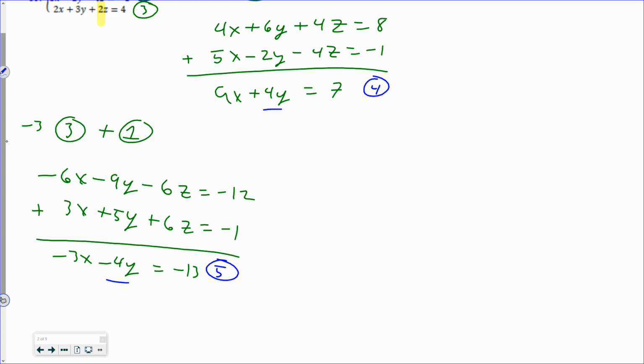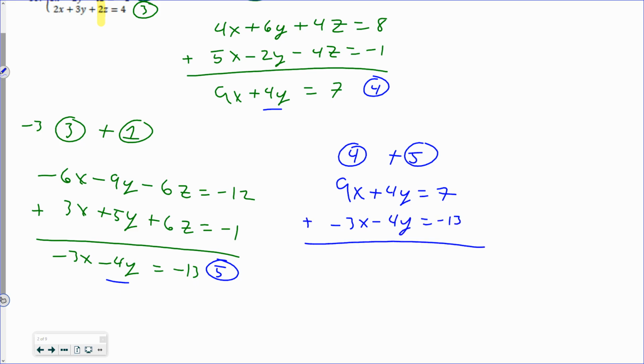If I add both equations, the y's cancel out. So equation 4 plus equation 5: 9x plus 4y is 7. Equation 5: -3x minus 4y is -13. Add these, that's 6x is -6, or x is -1.